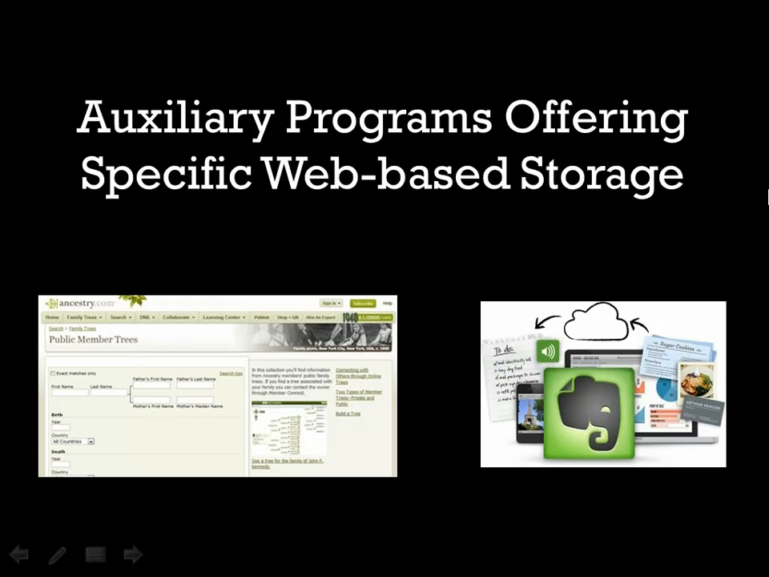And then finally, we have what I call auxiliary programs that offer specific web-based storage. Ancestry's public member trees. Basically, they give you a way to store information, your own research on their tree. You can't necessarily synchronize this to your desktop. You can with Family Tree Maker. Another one is Evernote. Evernote is a program at evernote.com where you create notebooks and you find things on the web and you cut and paste them.